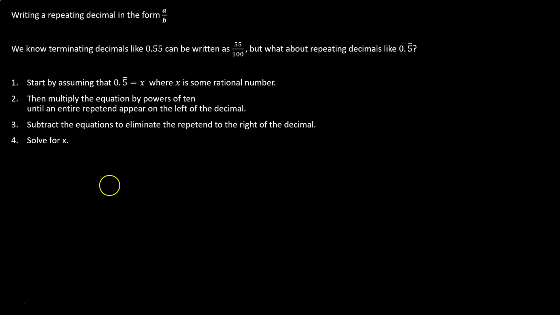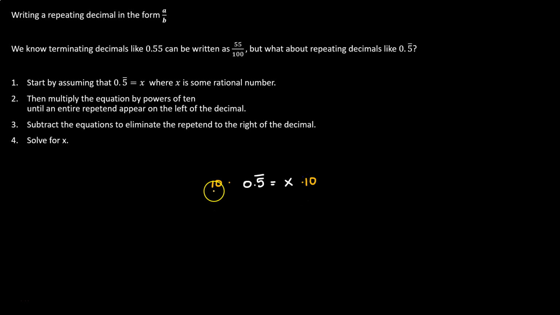And we totally can. All we have to do is follow a short process. Start by assuming that the repeating decimal is equal to some rational number like x. So we'll start with 0.5 repeating is equal to x. Then we're going to multiply that equation that we just created by powers of 10. In this case, we're going to multiply just by 10 on both sides.